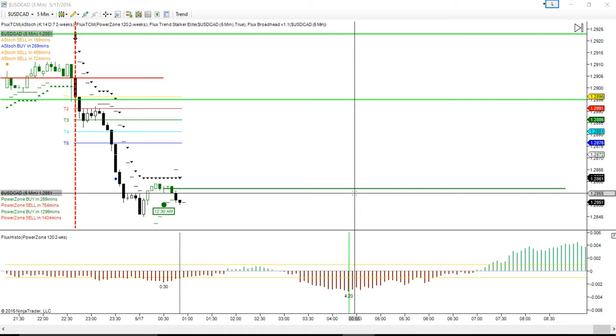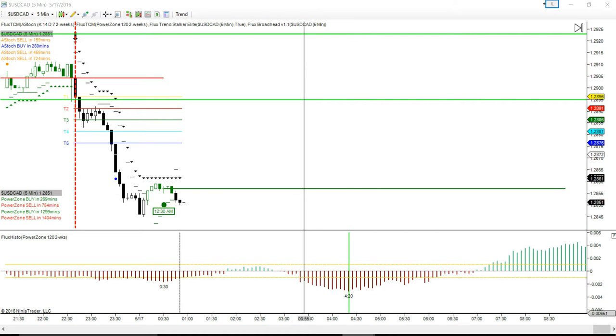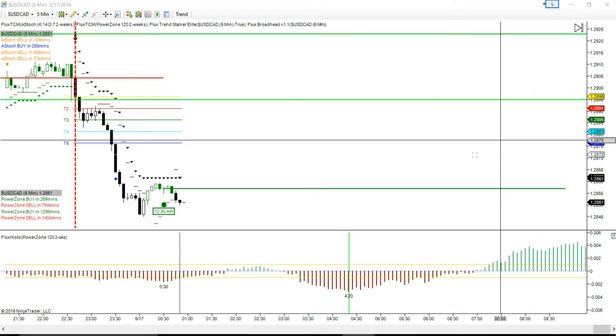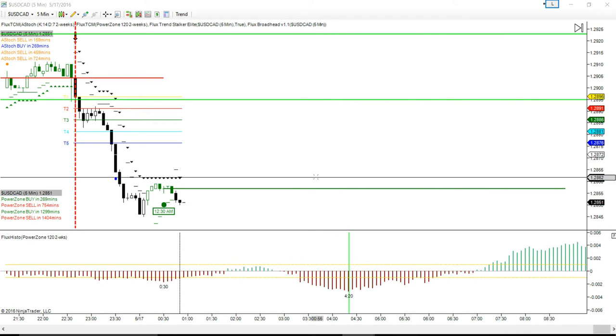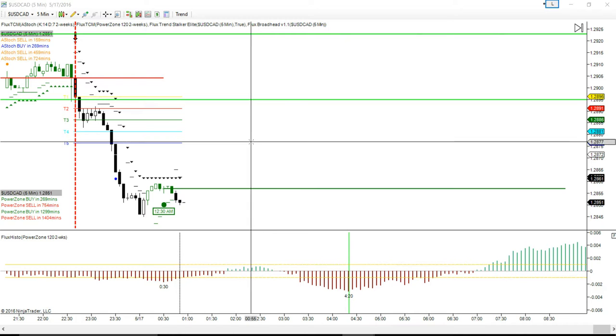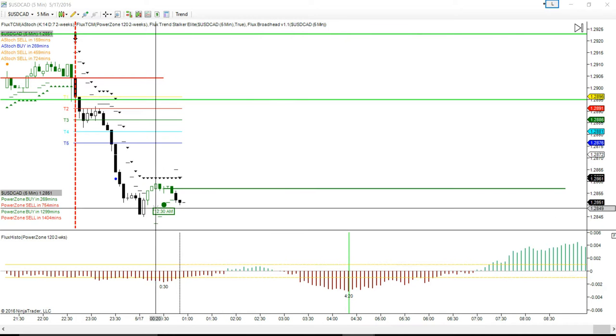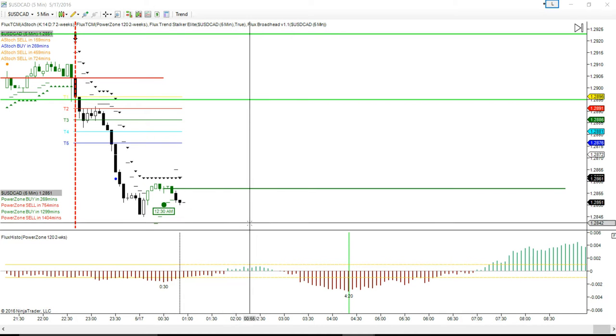Trading the US dollar Canadian. All right, I'm not currently in. Actually, you know what? I am. I gotta close it out. I am currently in US dollar Canadian. Well, we got a green dot. It may go up. I don't know.